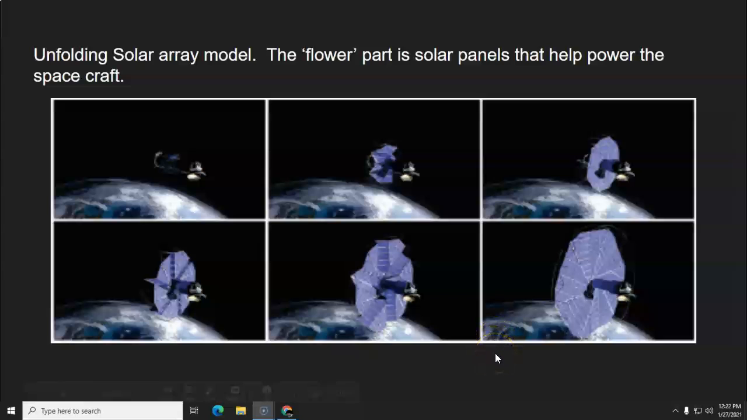This is an unfolding solar array model. The flower part, the purple ring part, is solar panels that help power spacecraft. And so this is how it would be shot into orbit, because when you're launching something, you want it to be streamlined as it goes through the atmosphere. But then once it gets up to its orbit, these panels spread out. They unfold until they form that disk. They catch the solar energy that makes everything go.